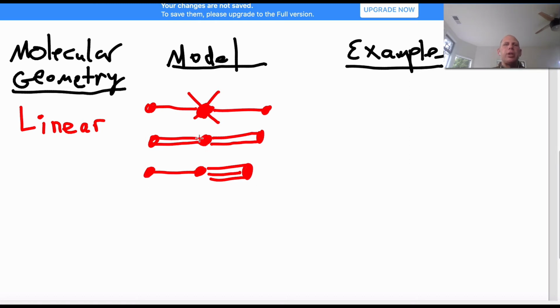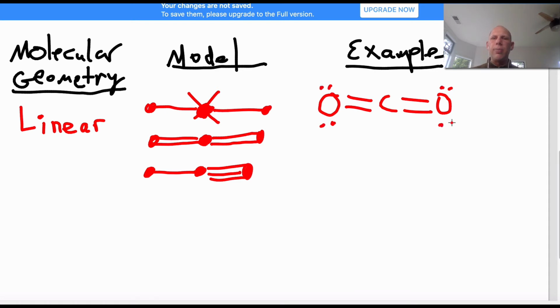Notice there's a trend here. With a linear molecule, we have no lone pairs on the central atom, and we just have 2 atoms attached. So what's an example of that? Well, probably the most common example of that is carbon dioxide. Now notice, carbon dioxide does have lone pairs on the exterior O, but it does not have lone pairs on the central atom.